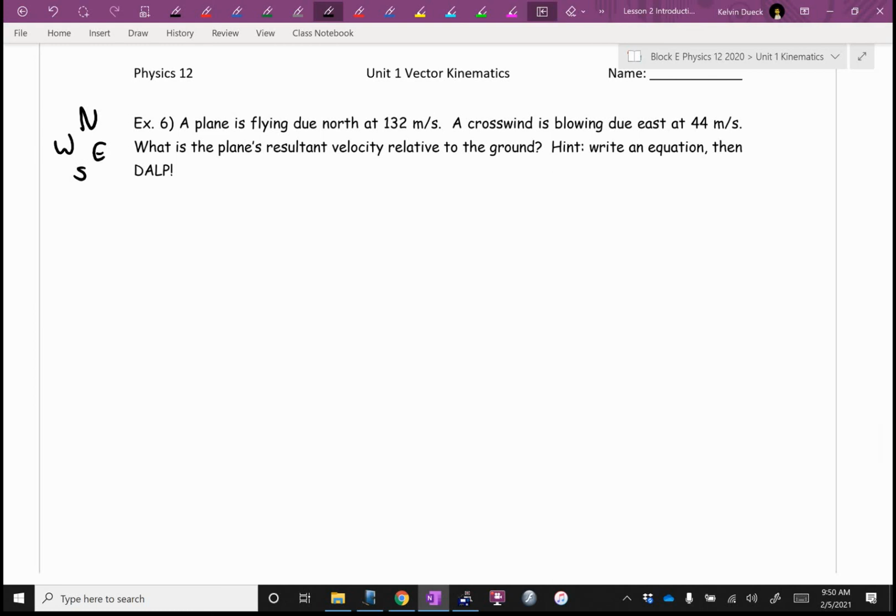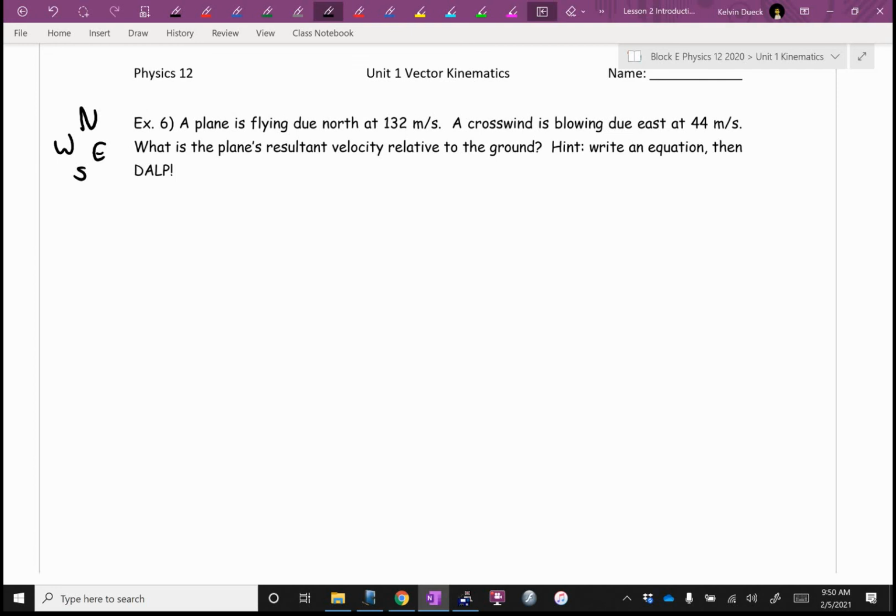Should be ground velocity. Hey, if you look on your purple sheet, I think you have an equation that relates plane speed, airspeed, and ground speed. It's the first one, or I think it's near the top anyways.